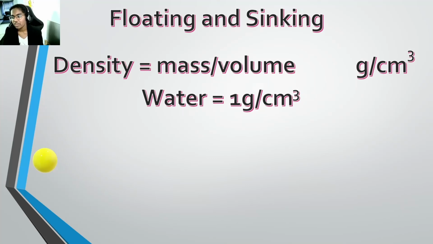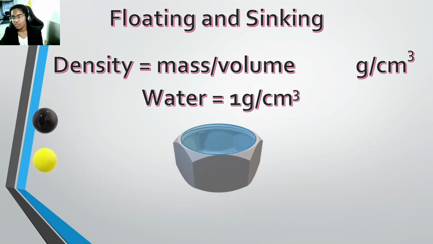Right now we are going to do a small, easy experiment. We have two marbles here, a black and a yellow marble. The black marble's density is 0.87 grams per centimeter cubed. The yellow marble's density is 1.12 grams per centimeter cubed. Now we have a small bowl of water. First, we're going to drop the yellow marble into the bowl. Will it float or sink?